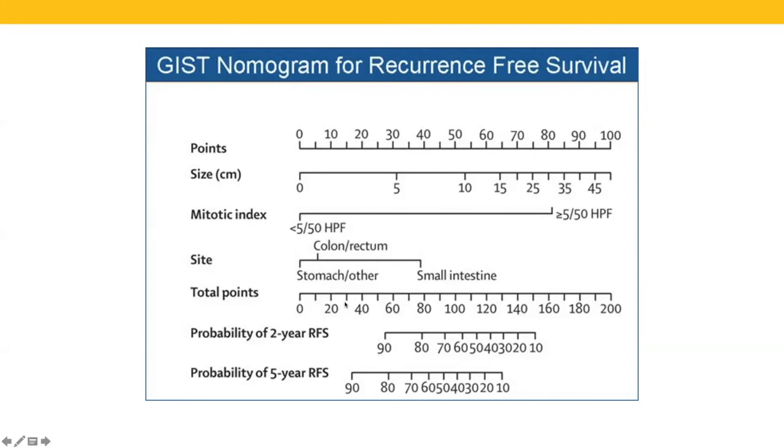And then you go straight down from 30 here to determine their probability of recurrence-free survival. So for a 5-centimeter low grade GIST in the stomach, you could tell them that they have a pretty high chance of recurrence-free survival in the first 2 years, almost 100%. It's off the chart here. And then at 5 years, about 90%.